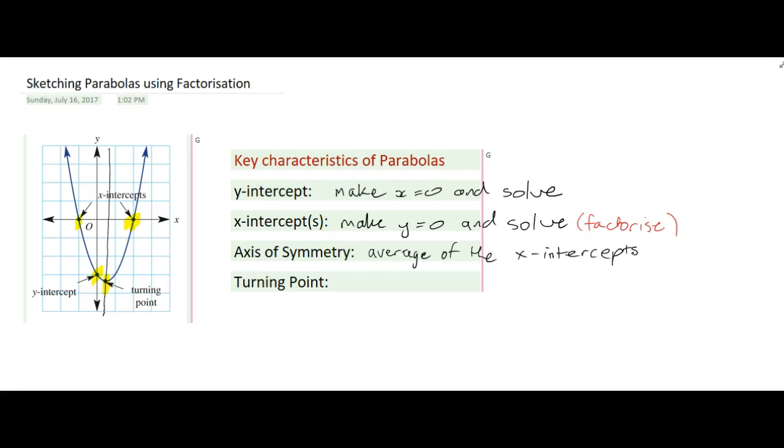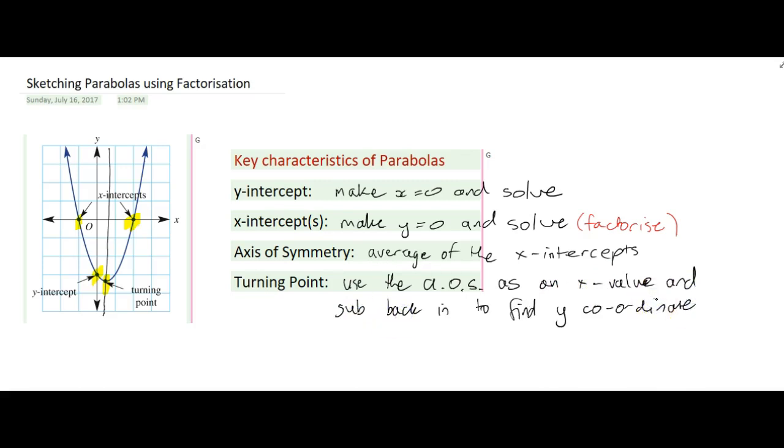Okay, so once you've found the axis of symmetry, it's a simple matter of plugging it back into the equation to find the y value. So use the axis of symmetry as an x value and sub back in to find the y coordinate. Okay, so that's basically how we do all these characteristics. All right, I won't highlight them all, no need for that. So let's do a couple of examples.